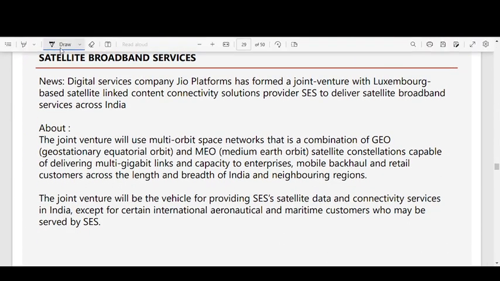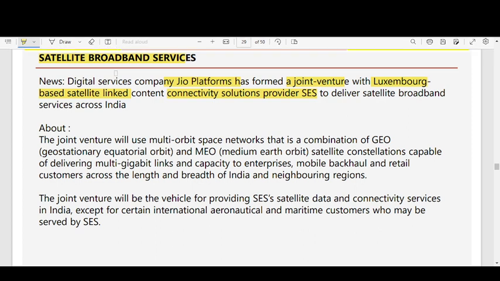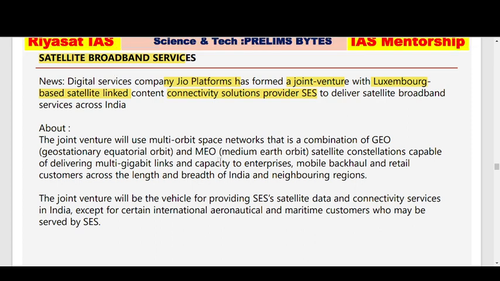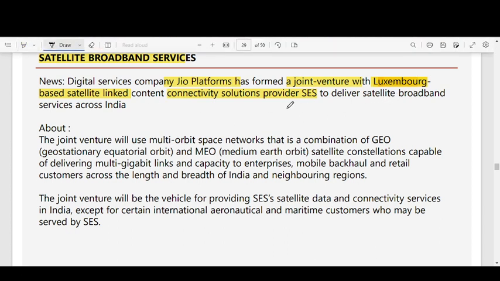The next topic is satellite broadband services. This is also a very important topic. Jio has formed a joint venture with Luxembourg-based satellite company SES to deliver satellite broadband services. Basically, it has been developed by Jio in collaboration with the Luxembourg-based satellite company to provide proper broadband connectivity across India.